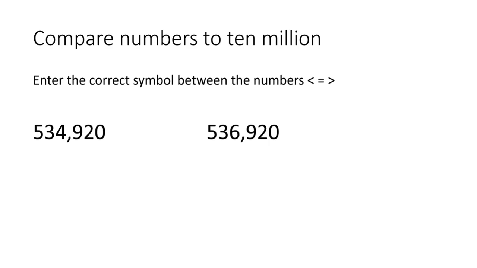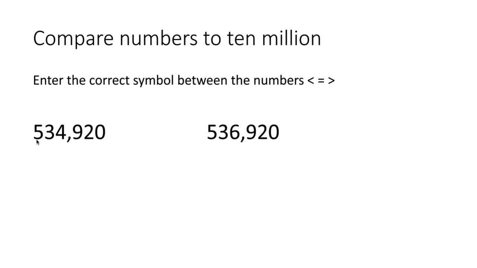Okay. Slightly different problem we're posed with this time. It's enter the correct symbol between the numbers. So is it a smaller than, equal to, or is greater than? So we need to find out which one's bigger, which one's smaller. Same as we've been doing in the last ones. This number has hundreds of thousands, but no millions. This number also has hundreds of thousands, no millions. 500,000, 500,000. 30,000, 30,000. 4,000, 6,000. I know that 6,000 is more than 4,000, so I can tell this is the bigger number.